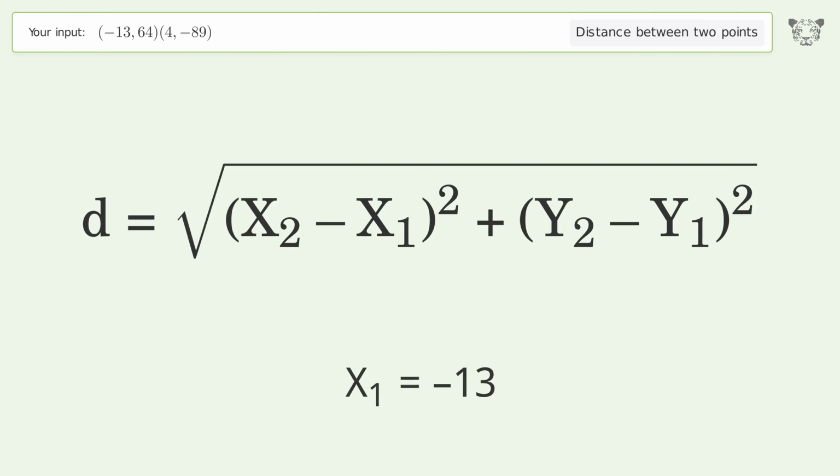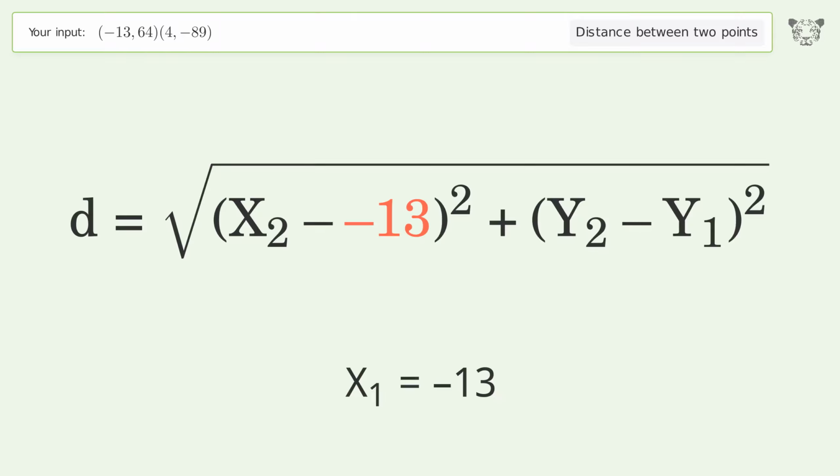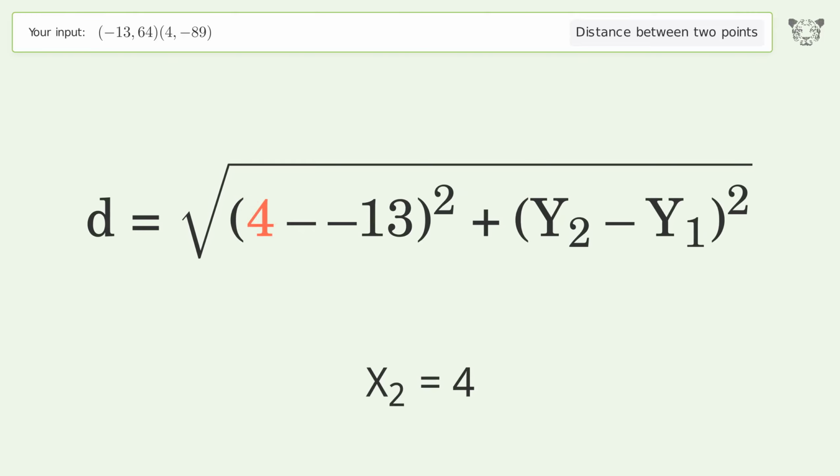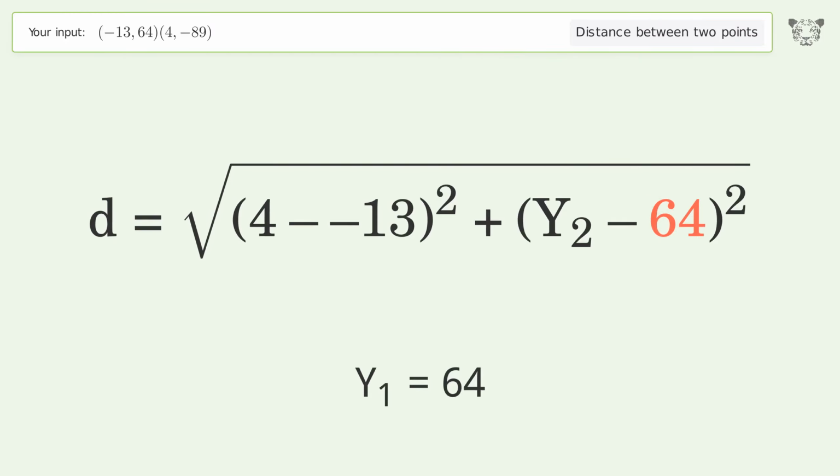x1 equals -13. x2 equals 4. y1 equals 64. y2 equals -89.